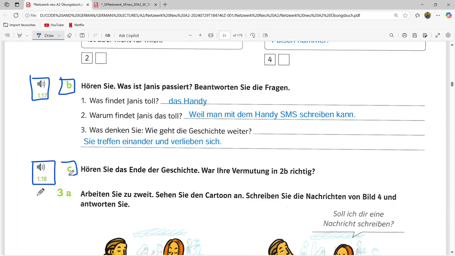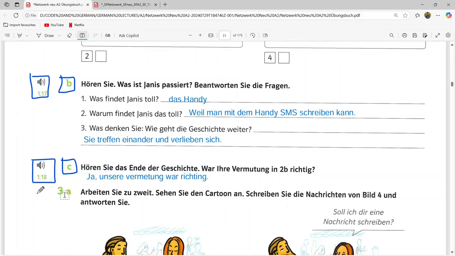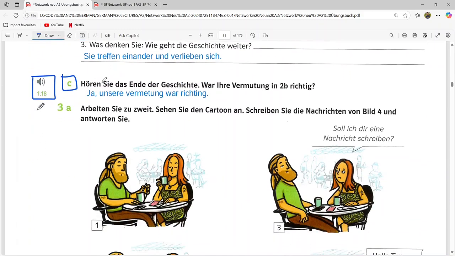Okay, so now the task. Hören Sie das Ende der Geschichte. So here the ending of the story. War Ihre Vermutung richtig? So what your assumption was, how did the story go, was it correct? We think so. Okay, so we think that they fall in love and marry, we guessed. Okay, so ja, unsere Vermutung war richtig. So our assumption was correct. Okay, next task. Task 3a.